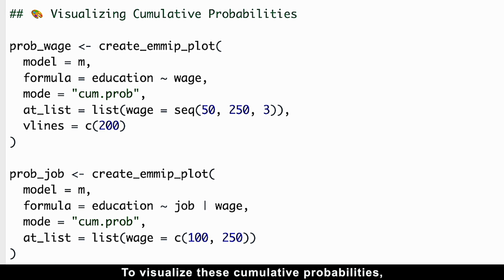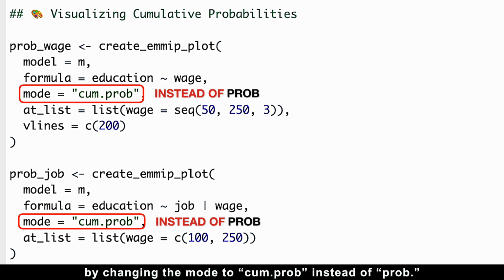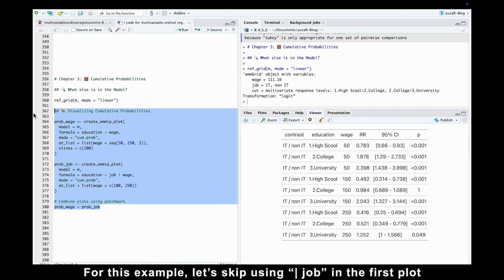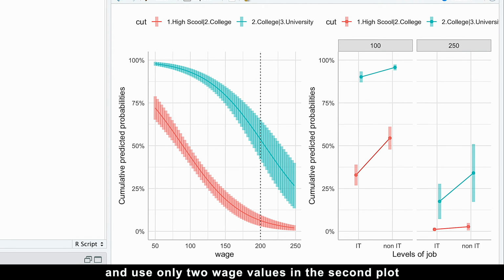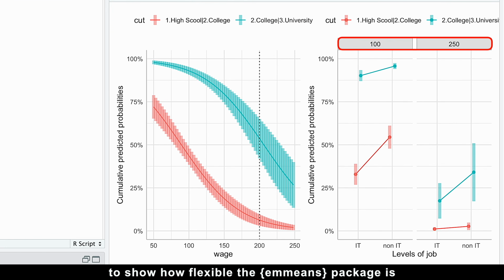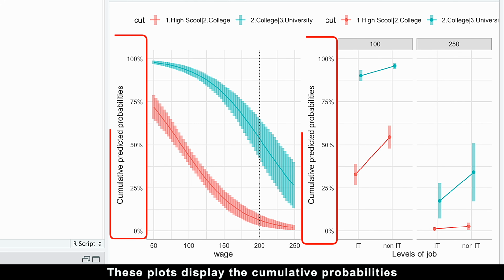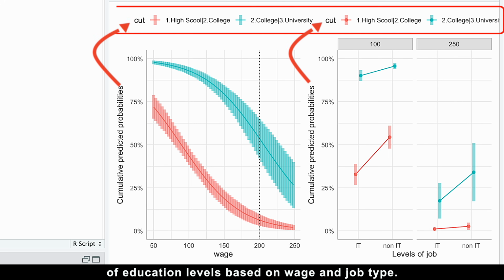To visualize these cumulative probabilities, we just need to tweak our createMePlot function by changing the mode to cumProb instead of prob. For this example, let's keep using job in the first plot and use only two wage values in the second plot to show how flexible the means package is and how we can choose exactly what results we want to see. These plots display the cumulative probabilities of education levels based on wage and job type.